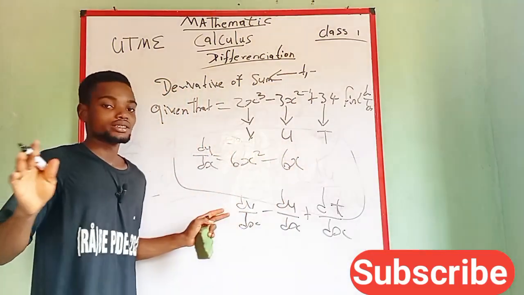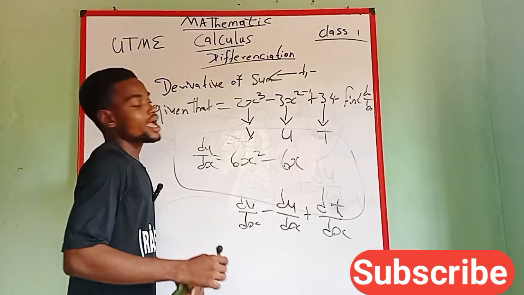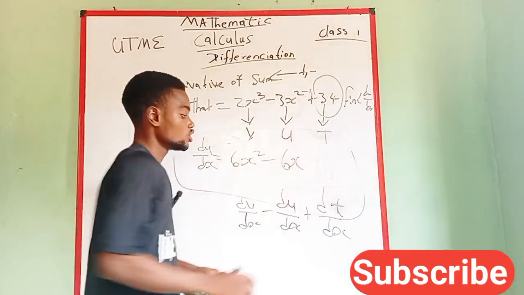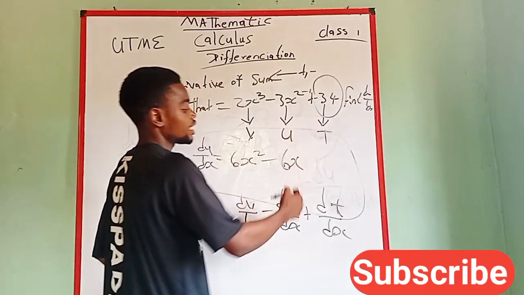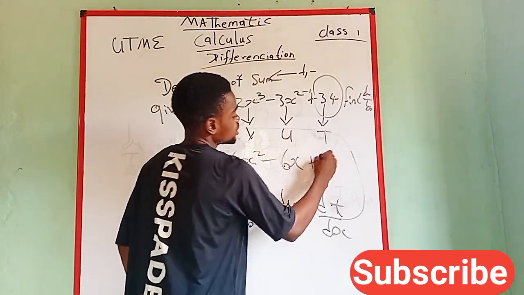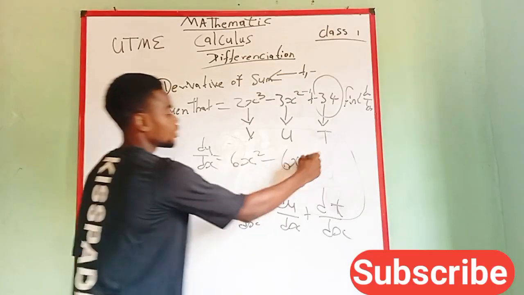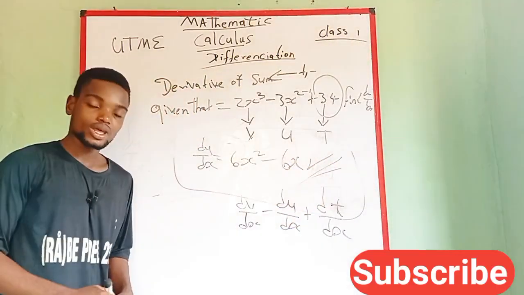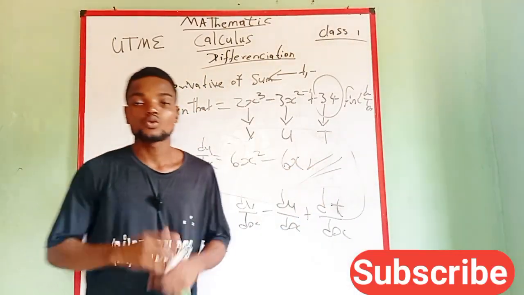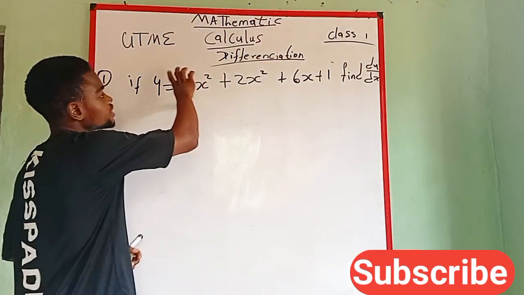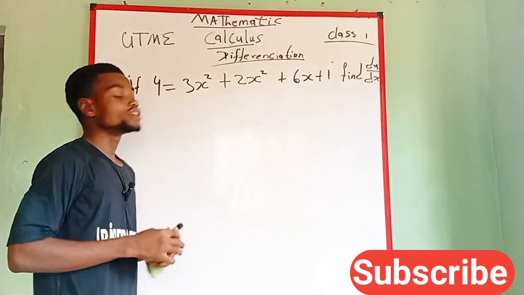So I'm also going to differentiate 34. And differentiating 34, any constant is 0. So differentiating t now means that here is plus 0. And all of this plus 0 is still going to give us what this is. And these are differentiation. Are you getting me? Now let's look at a question on UTME. All right, I hope we can differentiate this with gladness. This is a UTME question.